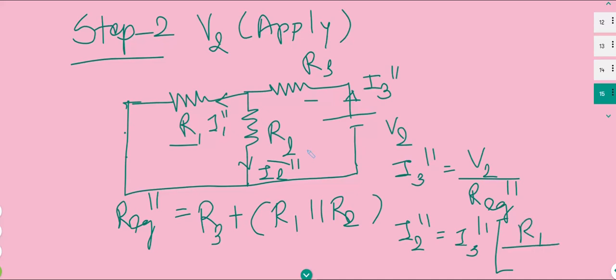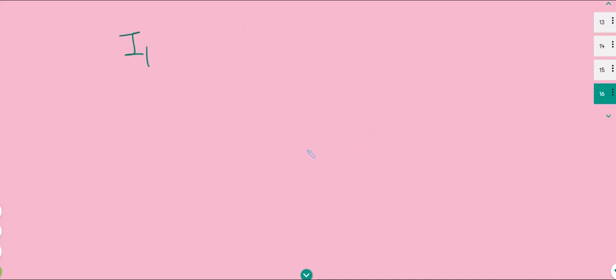Opposite branches R1 over here, and the total resistance of the two branches means R1 plus R2. So you will have a value of I2 double dash, and you can find I1 double dash using KCL. So I1 double dash is equal to the total current, in this case I3 double dash, minus I2 double dash. So you will have a value of all these three currents in the second case also.